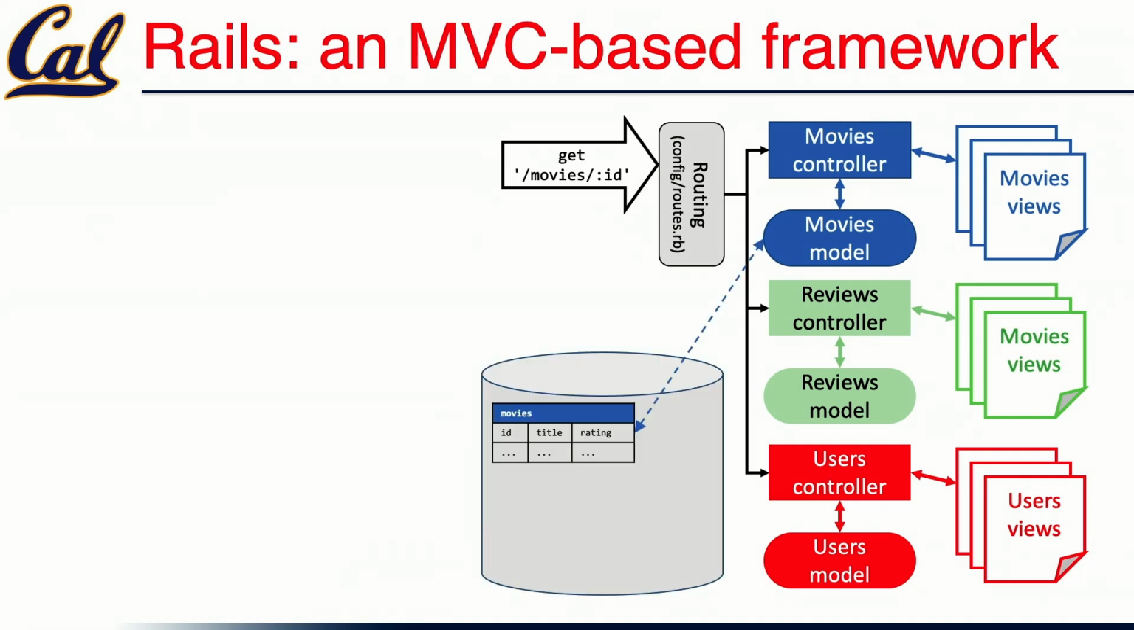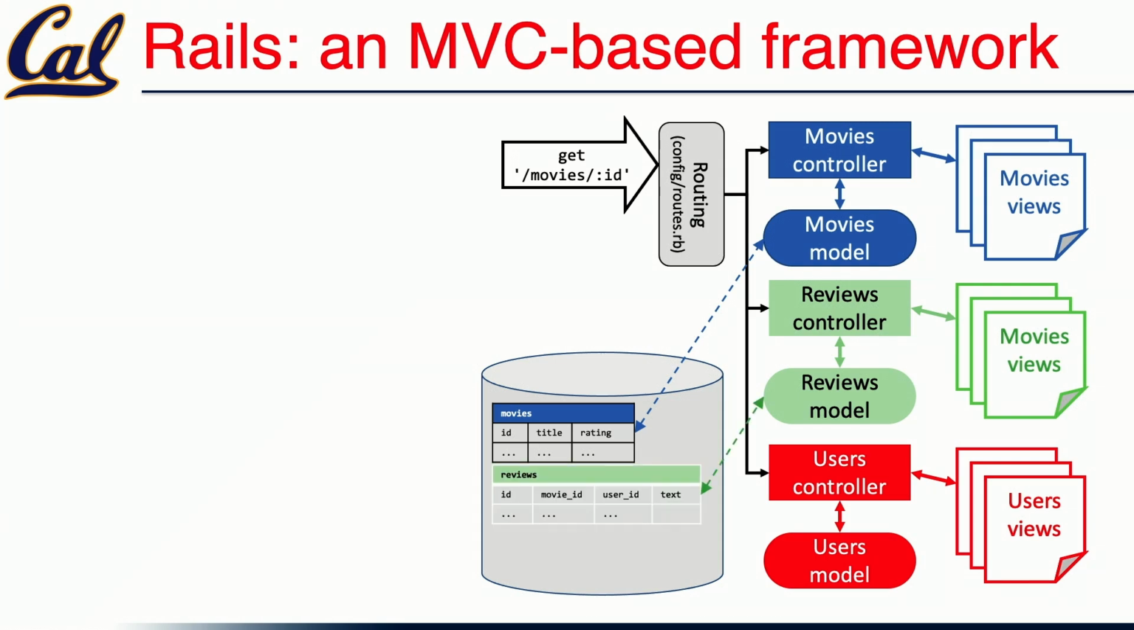What else? Well, the models have to store their state somewhere. And remember, MVC says nothing about how or where that happens, but the Rails framework does. It says models shall store their state in a relational database. So corresponding to each model in your app, there will be a database table that stores instances of that kind of model. We'll talk a lot more about that in just a moment.